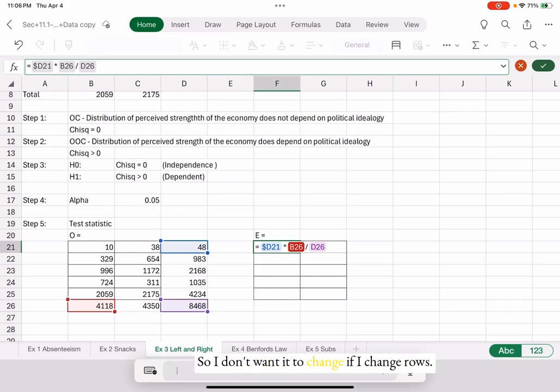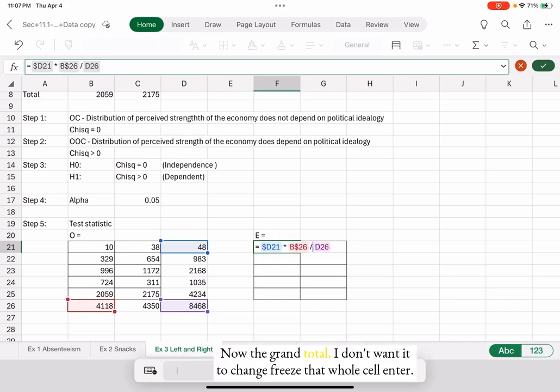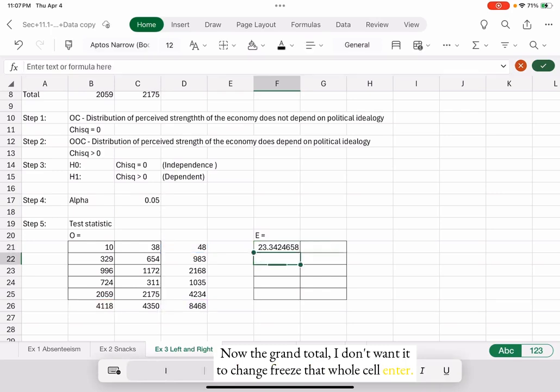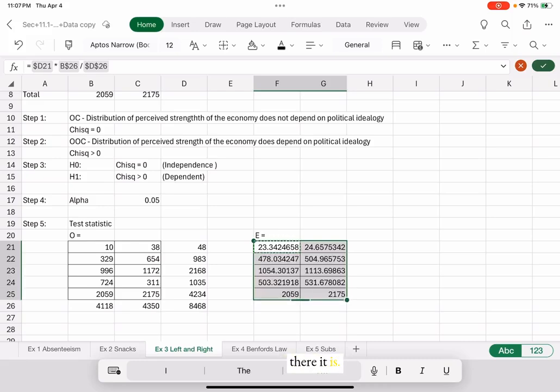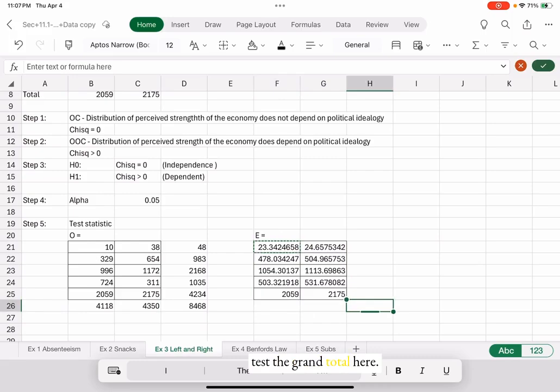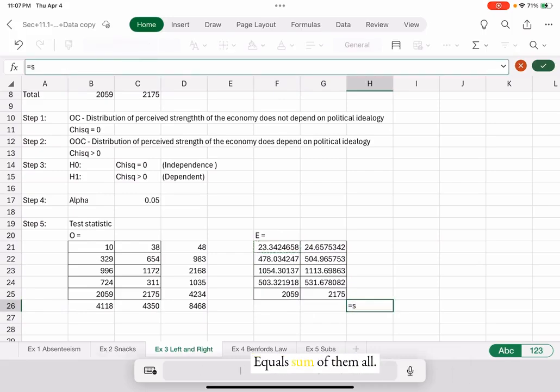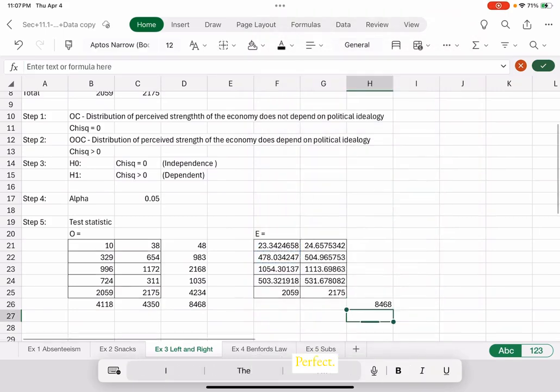So I don't want it to change if I change rows. The row designation is the number, so I'm going to put a dollar sign in front of the number. Now the grand total, I don't want it to change. Freeze that whole cell. Enter. Command C, copy that. Fill all that in. Command V. There it is. Test the grand total here. Equals sum of them all. Perfect. That looks pretty good.